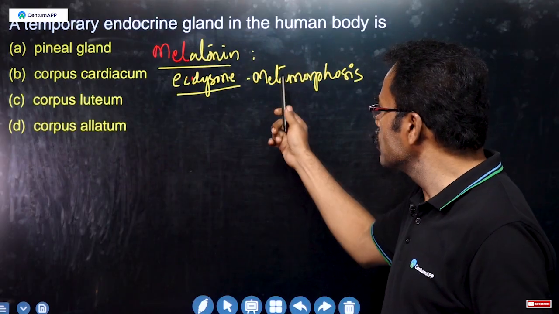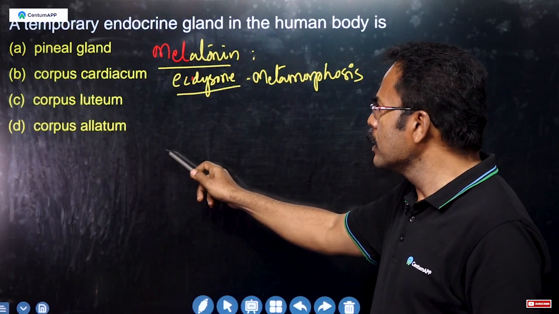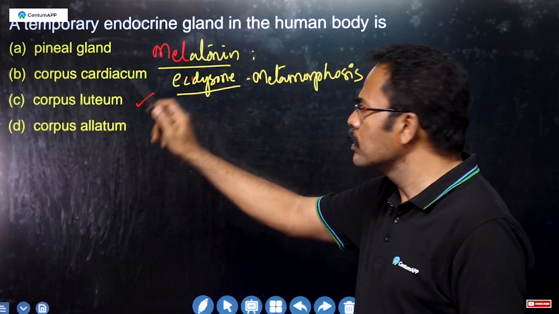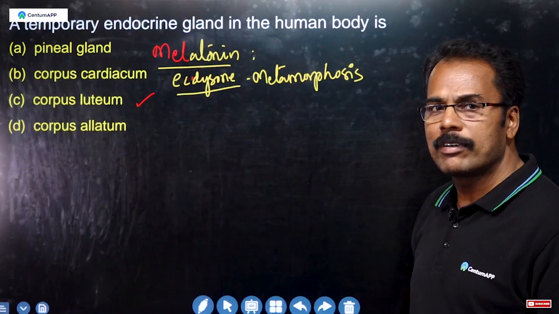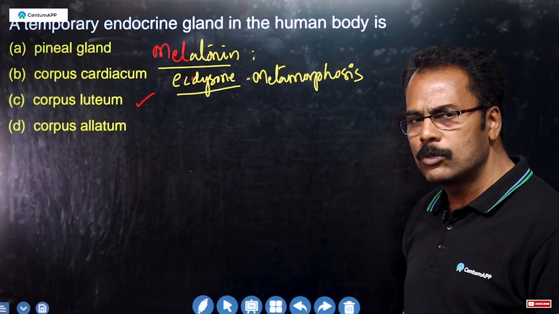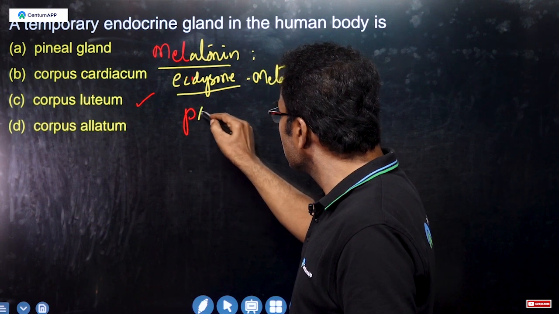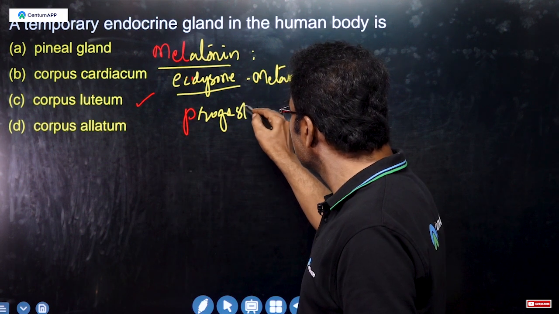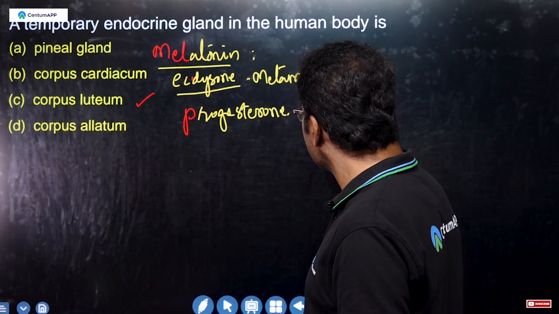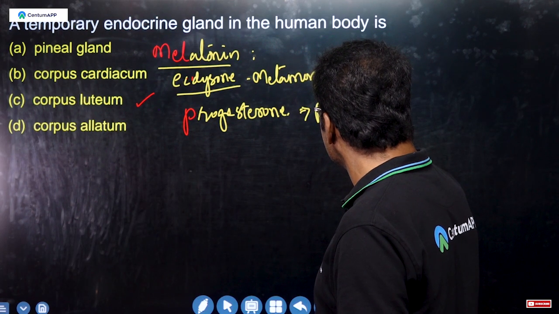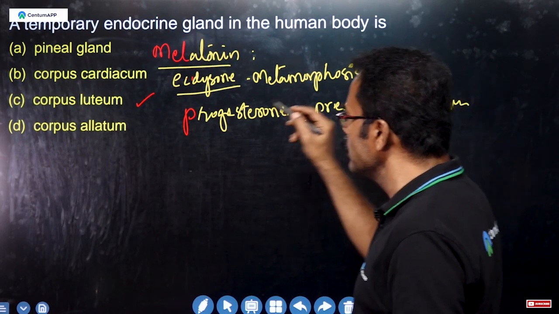Corpus allatum is also similar, but it stores its hormones temporarily. Our corpus luteum is the temporary endocrine gland which is responsible in females during the luteal phase and secretes progesterone, that is a pregnancy hormone. So, option C is the correct answer.